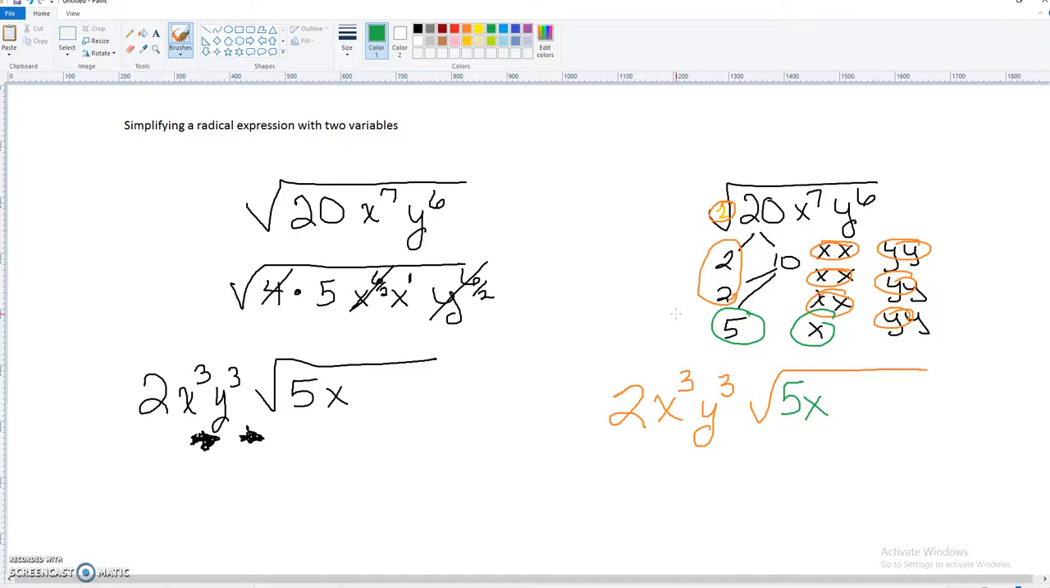Okay, either method will work, whichever one you think is the easiest. The only problem with this method here is that if you get really high exponents, you'd be writing a lot of x's or a lot of y's out. But either one, whichever one's easier for you, feel free to use.